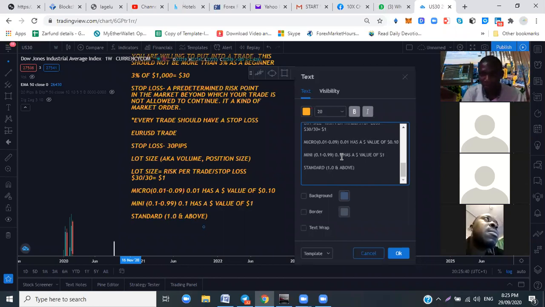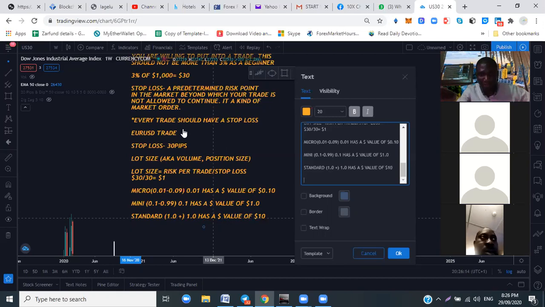1.0 has a dollar value of $10. Then a standard lot, which is 1.0, has a dollar value of $10. Okay. So do we see this clearly now? Yes. Okay. So fine. Now this is what it is.